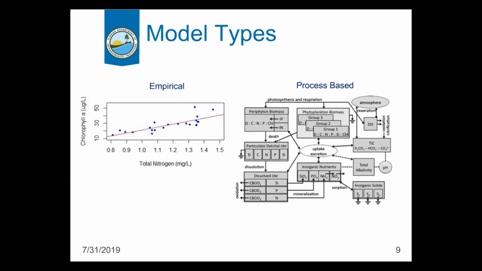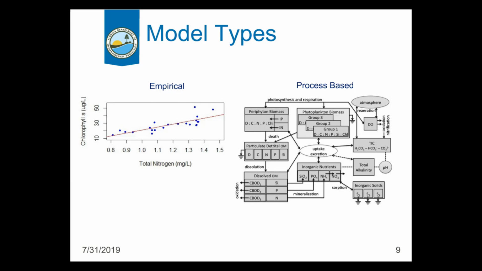To simplify models down to two polar examples, though obviously the real world is a little more complex, the simplest kind of models are empirical models that would use observed relationships between water quality parameters, usually a nutrient concentration and a response variable like chlorophyll, to derive a simple regression type line and predict water quality based on that.